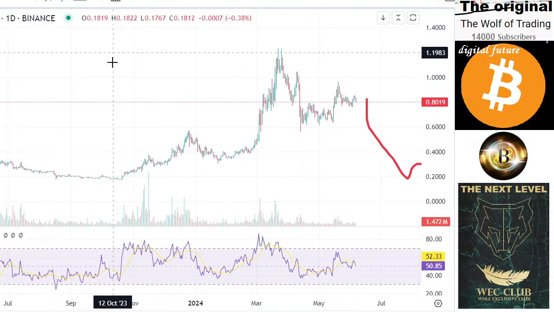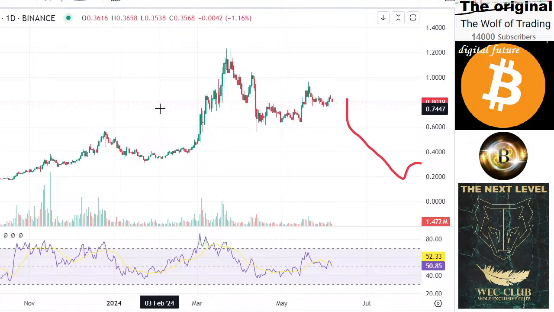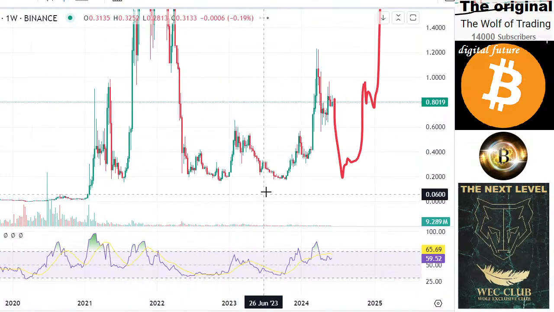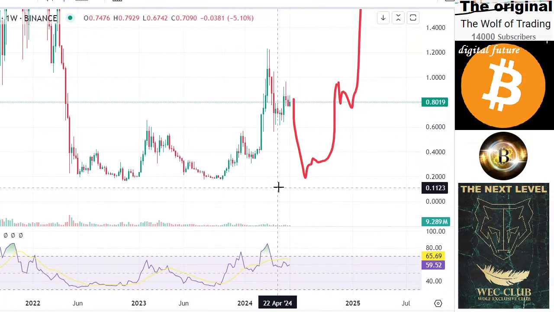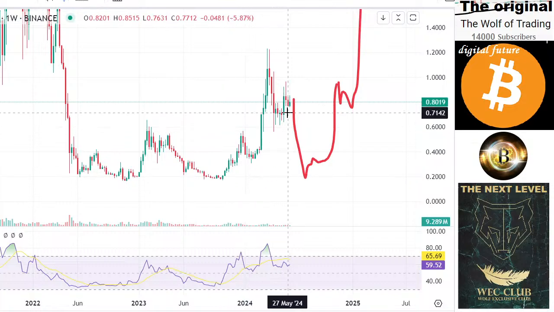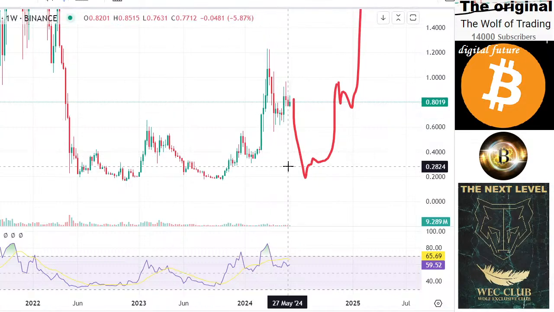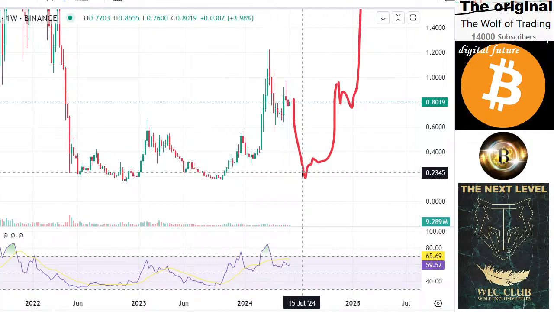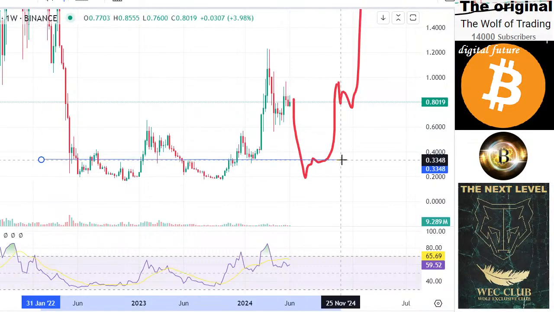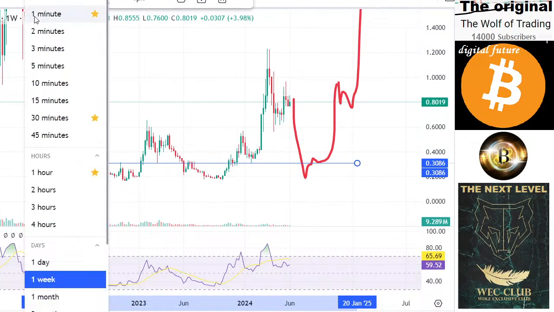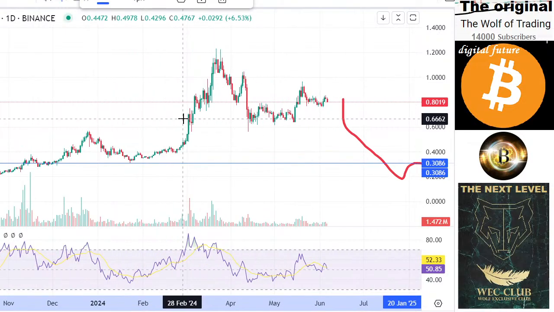Yes, negative. Let me look here at this. Yes, it is negative, because the structure is broken. We make a retest here. And the next level is really this. So calculate 20 cents, or if it comes very bad, then I would say here 30 cents. But I want to look here more exactly.